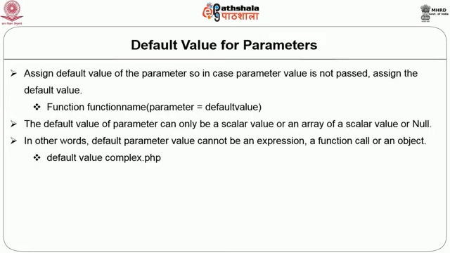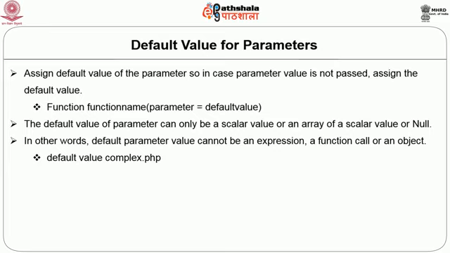To provide a default value, when you define the function, just write the parameter name assigned to its default value. The default value of a parameter can only be a scalar value, an array of scalar values, or null. It cannot take an expression, a function call, or an object. Let's understand by one example.